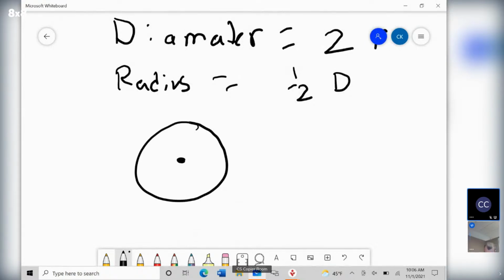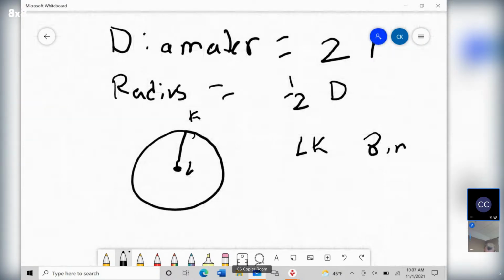So in this circle, say it's circle L, and we'll say K, that's a radius. So if we know LK is, let's say it's 8 inches. Okay, so we know the diameter is going to be 2 times the radius. We have radius LK is 8 inches. So for the diameter, we would do 2 times the radius. In this case, that's going to be 16. So the diameter equals 16.